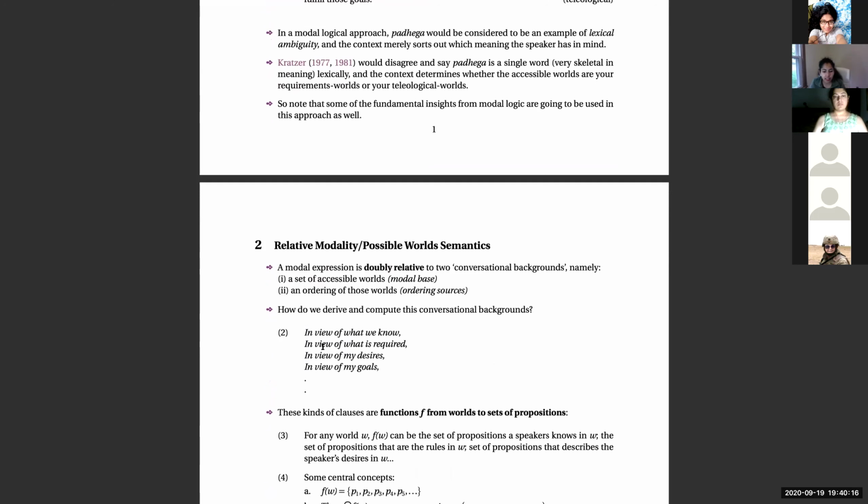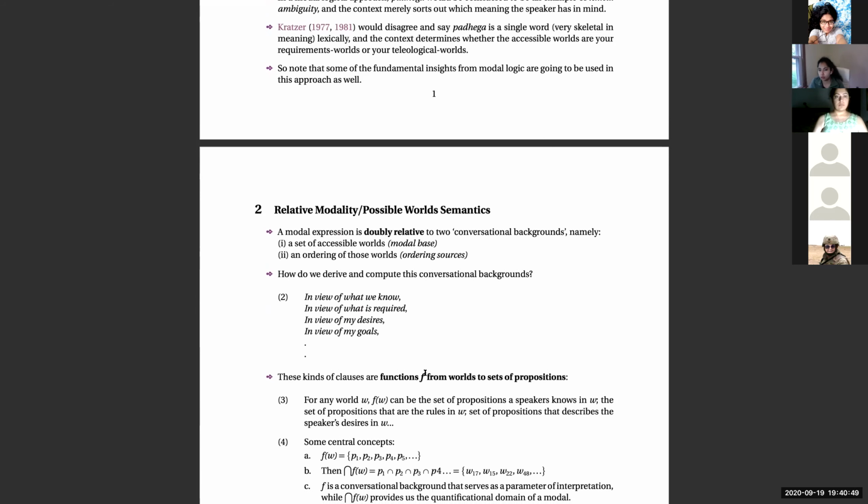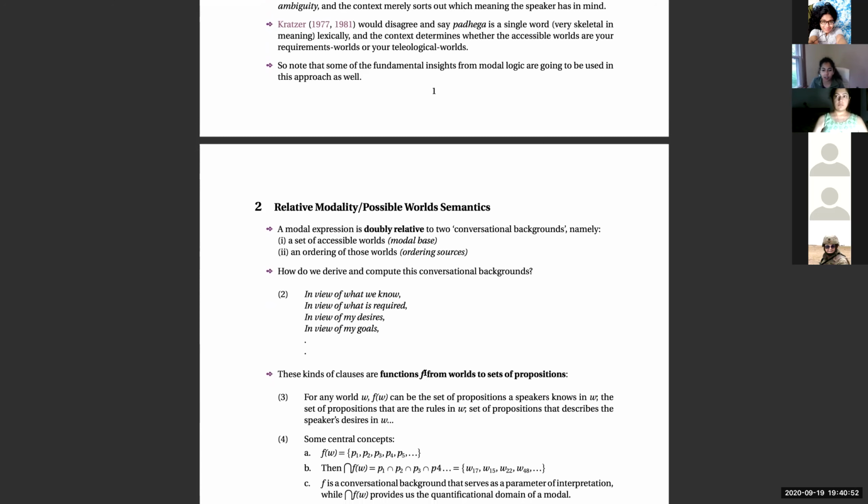So she says that things like these clauses are functions, call them F, from worlds to sets of propositions. So given any world, it will output a set of propositions that can be of different types. So maybe a set of propositions that a speaker knows. Maybe a set of propositions that constitute rules in the world. Maybe the set of propositions that are obligations in the world, et cetera. Or desires. So this function takes you from a world to that kind of set of propositions, and that leads eventually to the modal base.